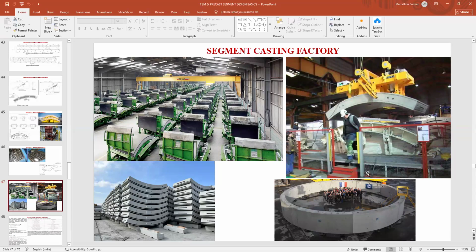And this is the complete ring after it has been built. One complete ring with the key piece is being built.